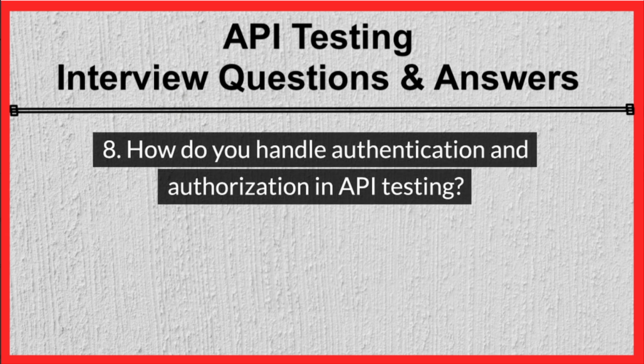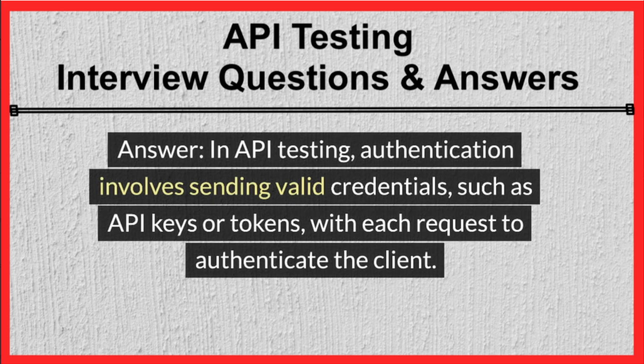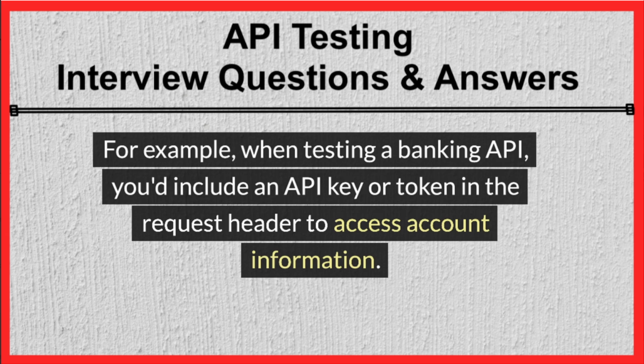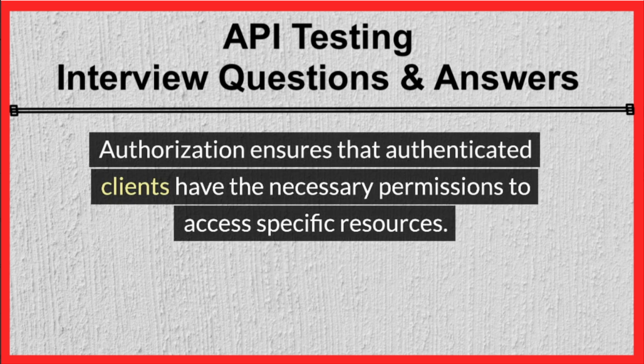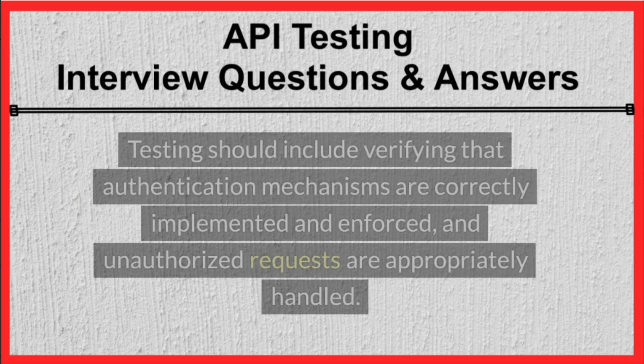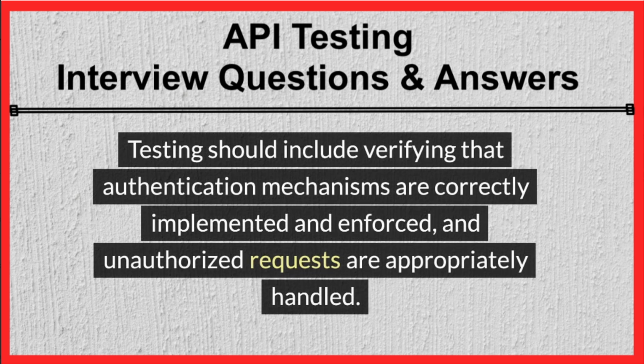8. How do you handle authentication and authorization in API testing? Answer. In API testing, authentication involves sending valid credentials, such as API keys or tokens, with each request to authenticate the client. For example, when testing a banking API, you'd include an API key or token in the request header to access account information. Authorization ensures that authenticated clients have the necessary permissions to access specific resources. Testing should include verifying that authentication mechanisms are correctly implemented and enforced, and unauthorized requests are appropriately handled.